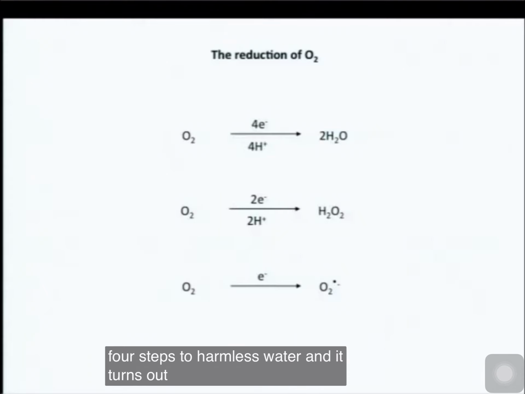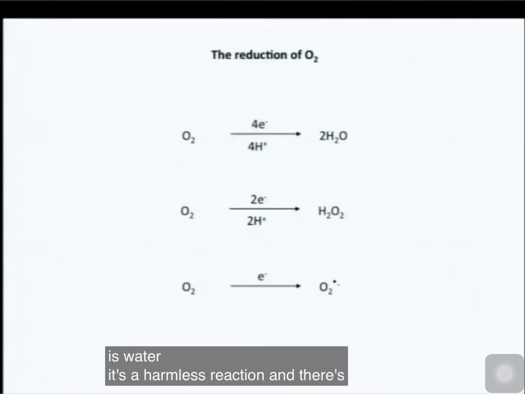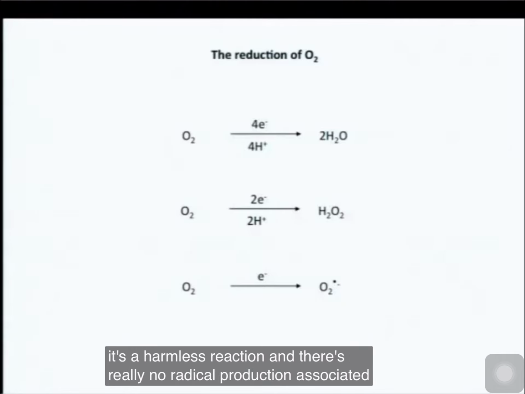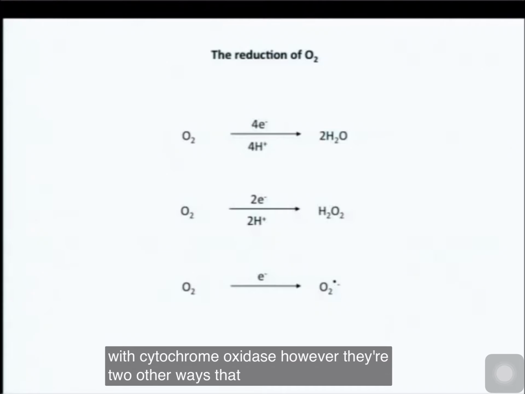And it turns out that cytochrome oxidase is extremely well constructed, and it really doesn't leak electrons. So all you make is water. It's a harmless reaction, and there's really no radical production associated with cytochrome oxidase. However, there are 2 other ways that you can reduce oxygen.